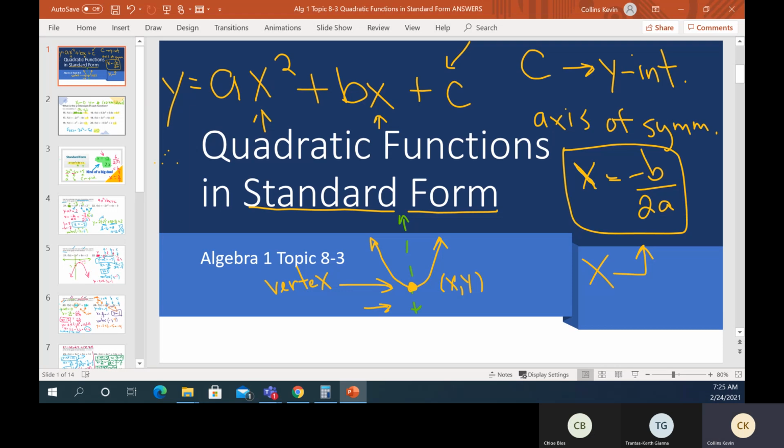So then we talked about the y-intercept. We talked about the axis of symmetry, and that's this little formula here. Minus b over 2a, kind of a big deal. This one shows up a lot. So this gives you the axis of symmetry, which is the line that divides the parabola into two mirror images. So there's your axis.